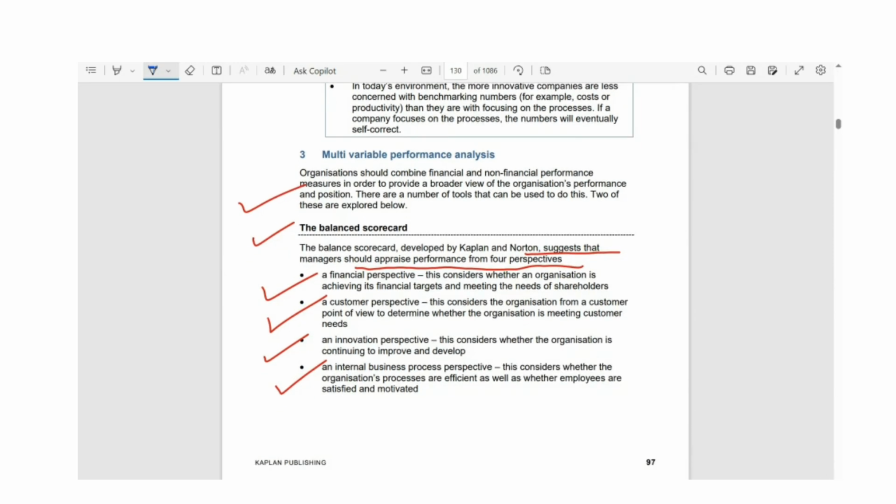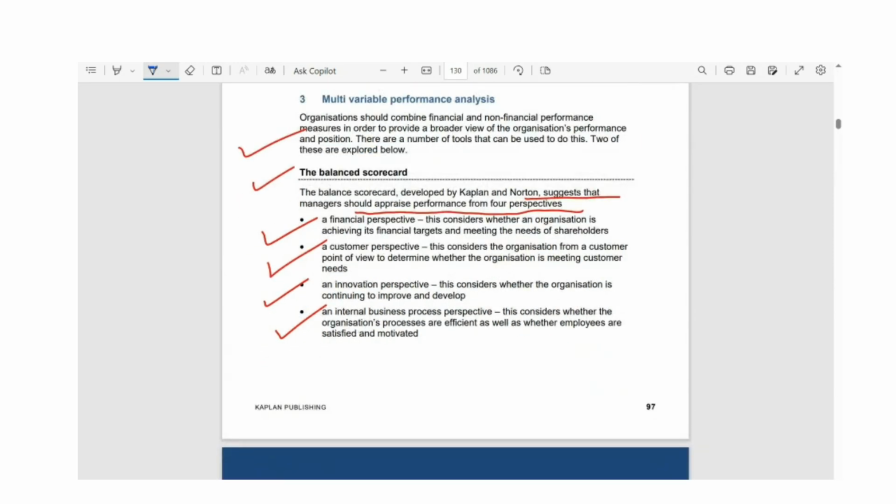This is an easy strategy. The balanced scorecard was designed by Kaplan and Norton. They allocated different perspectives: the financial perspective, the customer perspective, the innovation perspective, and the internal business process perspective. The financial perspective considers whether the organization is achieving its financial targets and meeting the needs of shareholders.